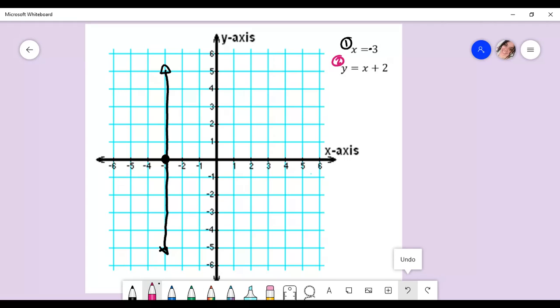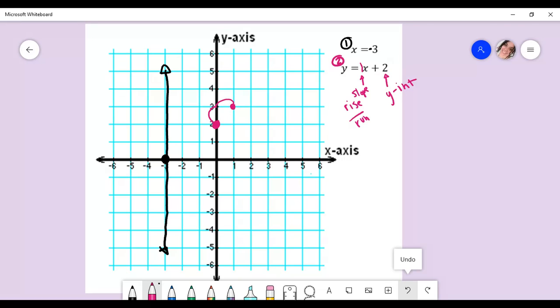Alright, so I'm going to go ahead and graph this second line, y equals x plus 2. Well, I'm going to start at my y-intercept, which is this +2. So at +2, I'm going to go ahead and put a point right there. And for my slope, I have an imaginary 1 here in front of the x, and that is my slope. So if you remember, our slope is rise over run. So starting at my 2, I'm going to rise 1 and run 1.